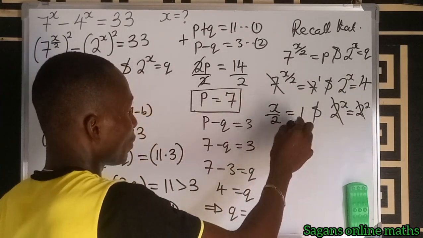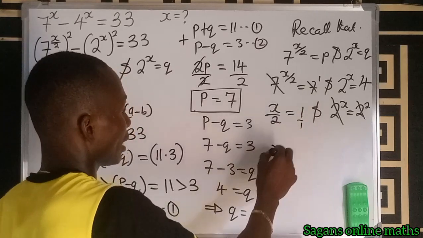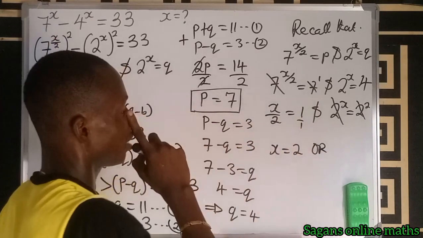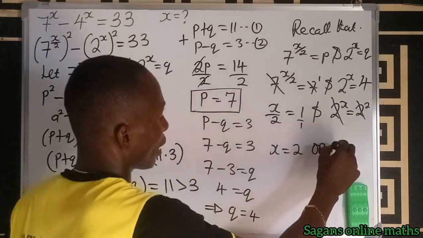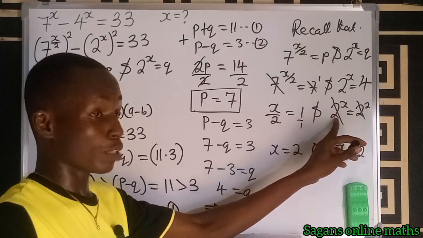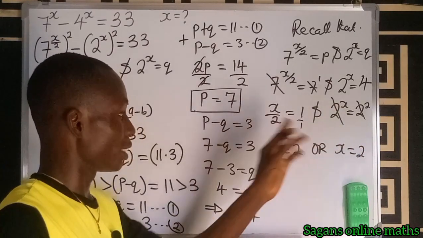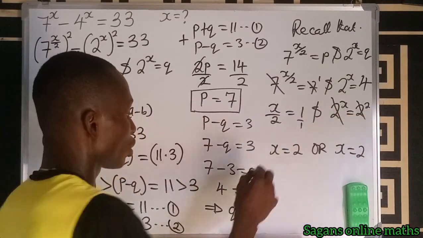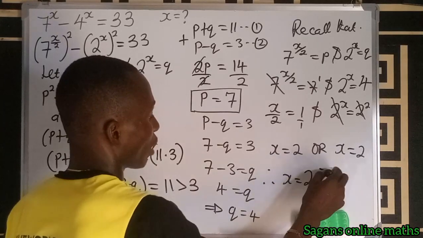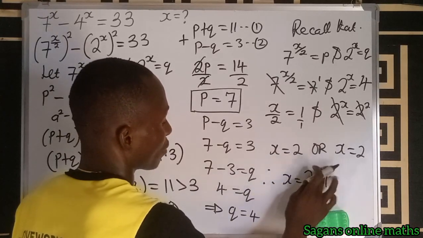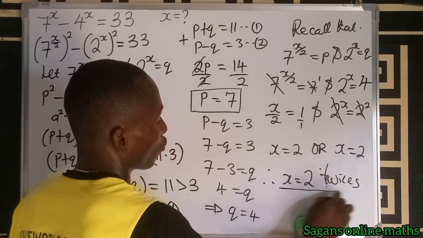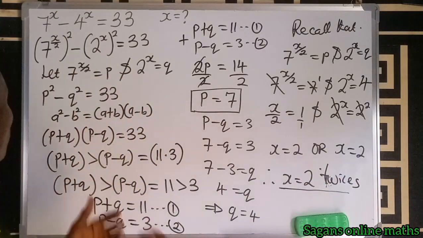Now, by cross multiplying, you see that x is equal to 2. Or, because you have a value of x twice, our x is equal to 2. If you equate the powers and just ignore the bases, you see that x equals 2. Therefore, x is equal to 2 twice. And this is the value of x to this particular problem.